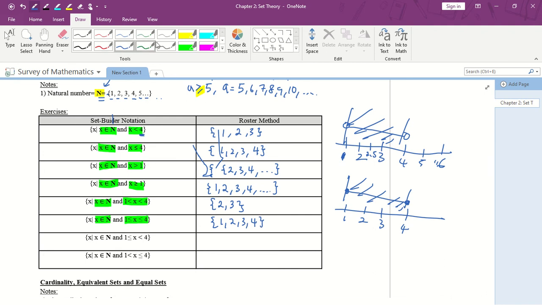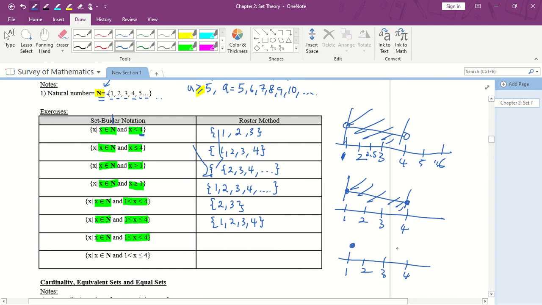Okay, and how about this one? Now, it makes it complicated a little bit. X is an element of natural number. And 1 is less than or equal to X and less than 4. So, don't worry. This is just basically means that it is including 1, but not including 4. Okay? Let me just show you that this means including, this means not including. So it's from here, it's still from here. So it starts from here. So it means that it is 1, 2, and 3. That's all.